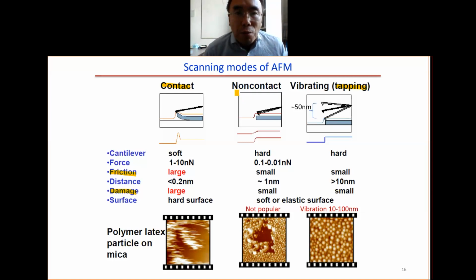In between we have the non-contact mode. You can buy a non-contact mode AFM, but in reality, this never works well. It only works when we have humidity.